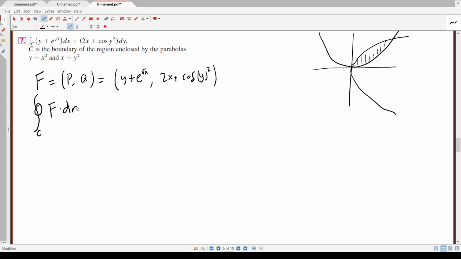f dot dr equals. So I can use, does anybody remember what this is called? The name of this trick that I'm using? It's got a name. So this right here is called Green's theorem.